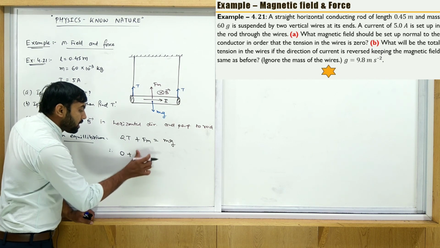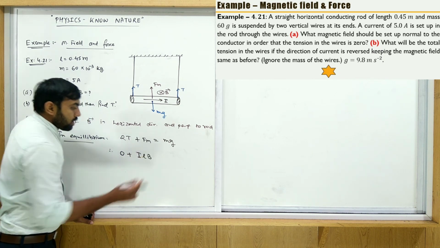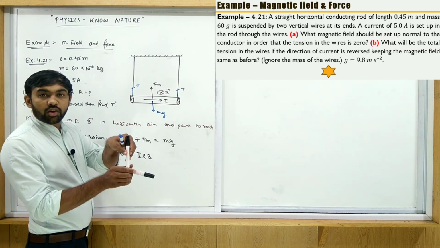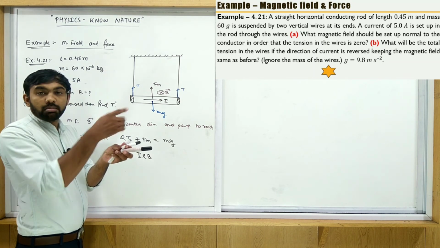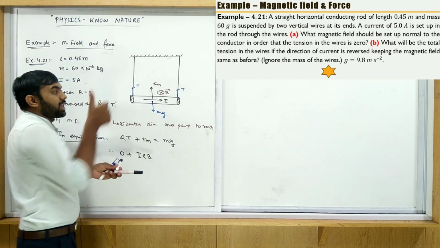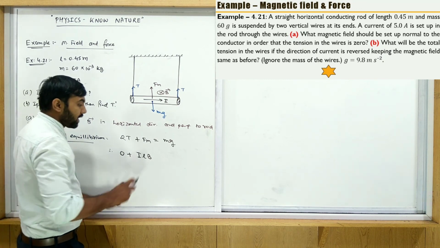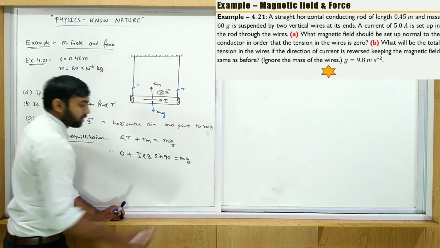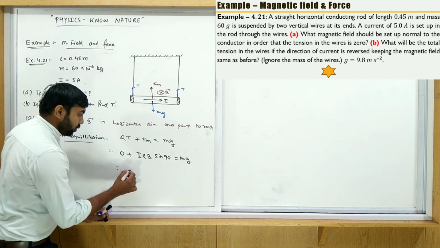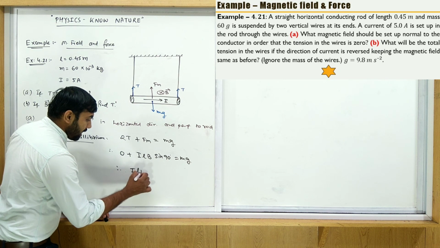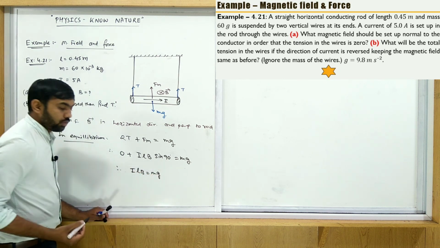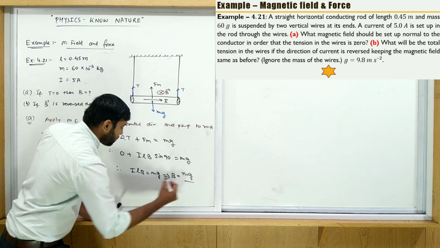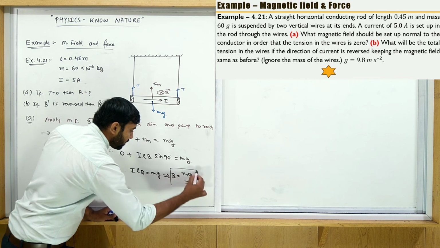Fm is ILB sin 90, because what is the angle? I is here, B is here, so the angle is 90. Also check the direction: the force for I and B is in the upward direction, and we need it upward, so this will be your answer. So write sin 90 equal to Mg. ILB is equal to Mg. So from this, B is equal to Mg upon IL. This is your final answer.